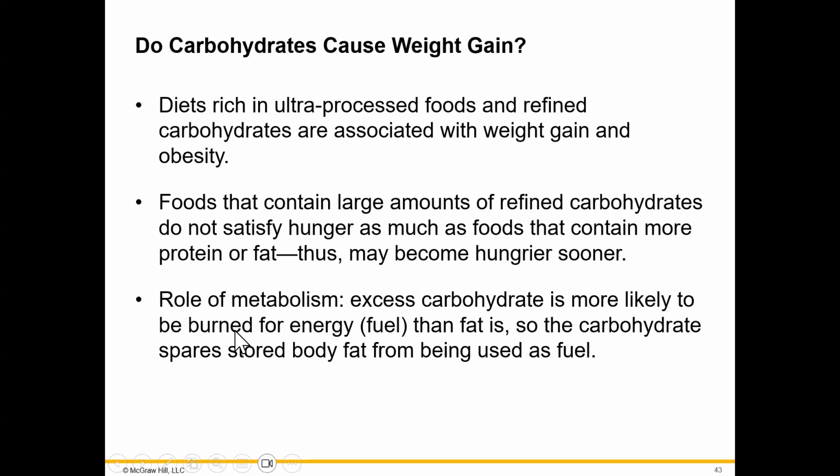And this last statement here, excessive carbohydrates are more likely to be burned for energy than fat, and that's true, okay? So the carbohydrate spares the body from fat being burned as fuel. But go back to up here, okay? If you are an obese person and you have excess fat to burn and you are wanting to lose fat, then we want to find a way that our body can use our excess stored fat instead of running on carbs, if that makes sense.